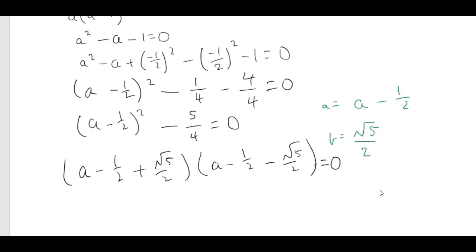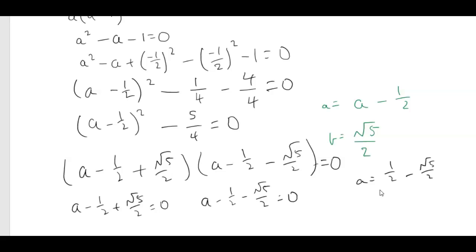Oh, I've run out of room. Let me just do this quickly. So now your brackets, both of them are going to be equal to 0. So we're going to have a minus a half plus root 5 on 2 equals 0. Or this bracket, second bracket is equal to 0. So when we bring everything over to the left-hand side, our two solutions are going to be a equals a half minus root 5 on 2.